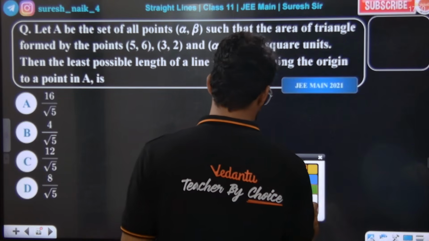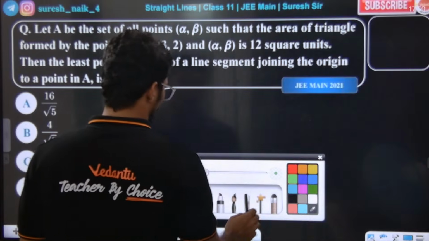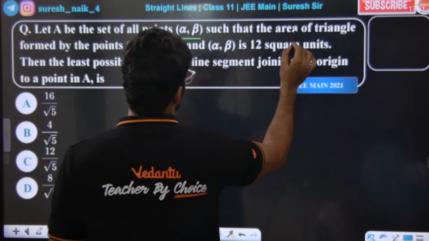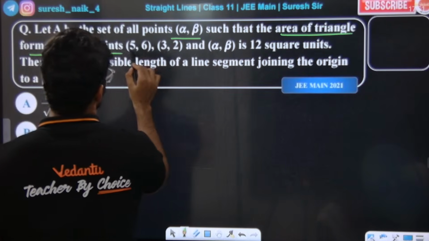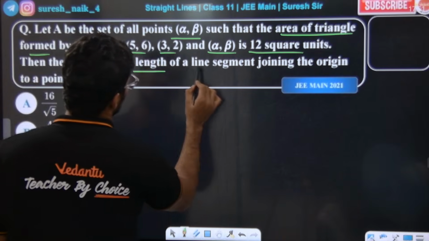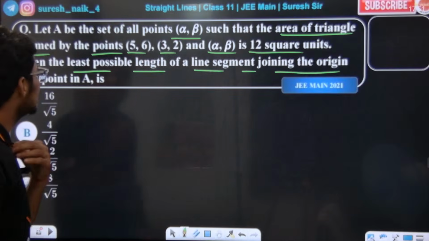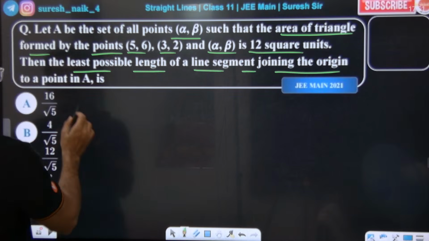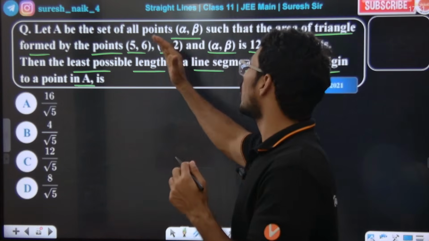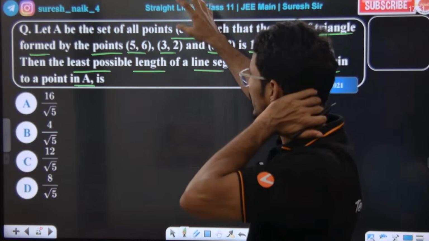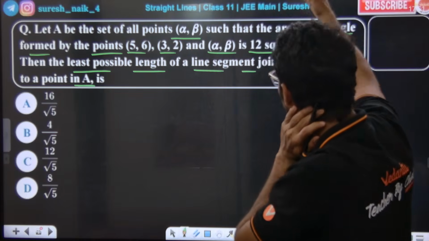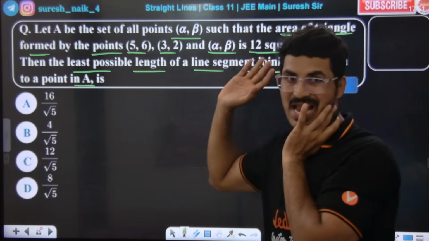Question, listen. Let A be the set of all the points such that the area of the triangle formed by the points this and this is 12 square units. Then the least possible length of the line segment joining the origin to the point A. The set of all the points alpha comma beta such that the area of the triangle formed by these 3 points is 12.